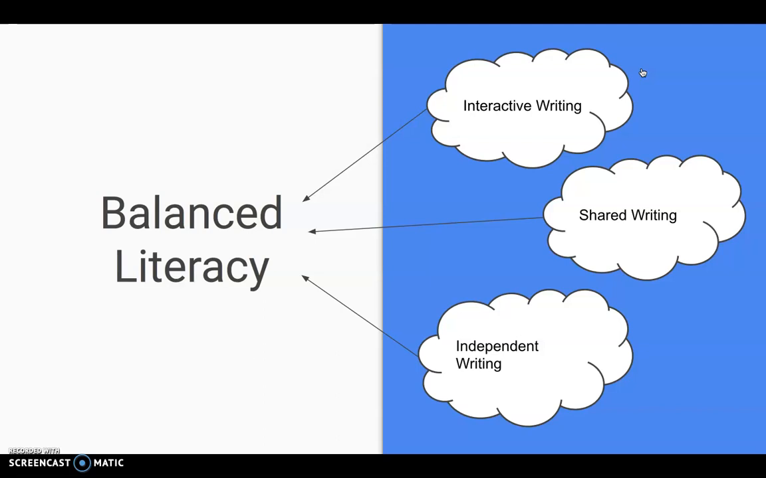And during my high school placement, I use interactive writing every time I met with them. I would give lessons and we would share the pen. I would write hand over hand. I would write something and then they would write something.